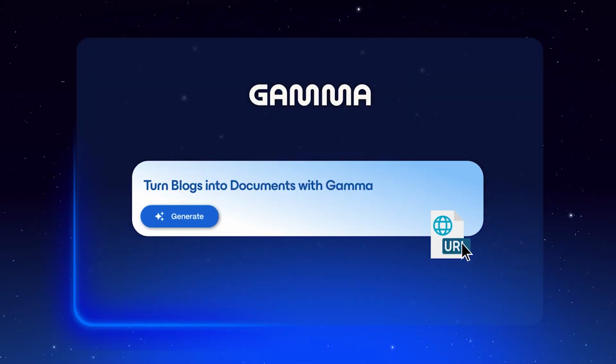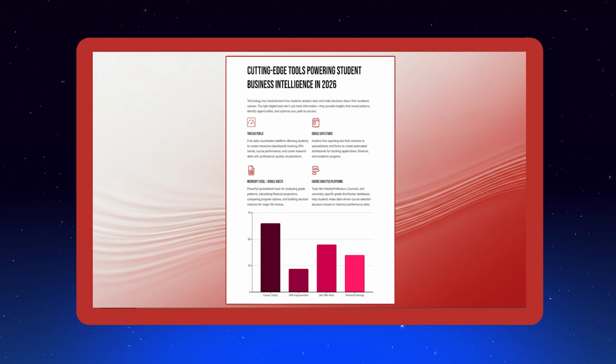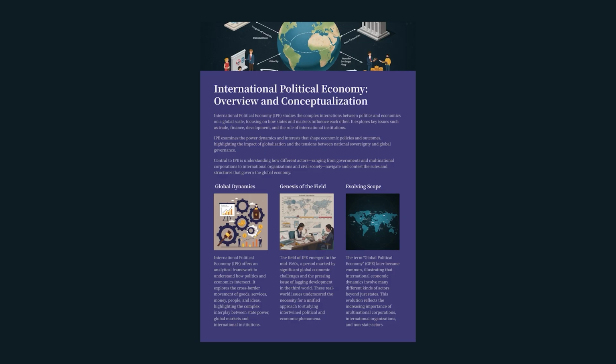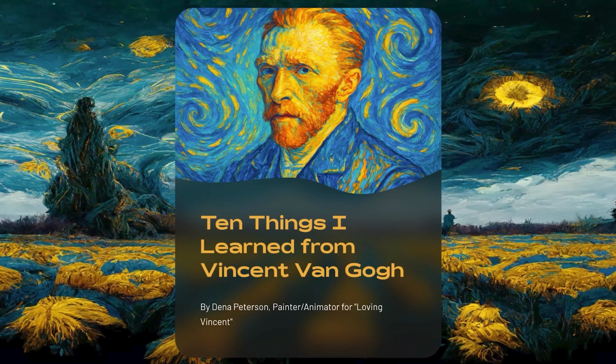Turn a blog post into a professional document with Gamma, the visual storytelling platform to create documents, presentations, web pages, and social media content with AI.